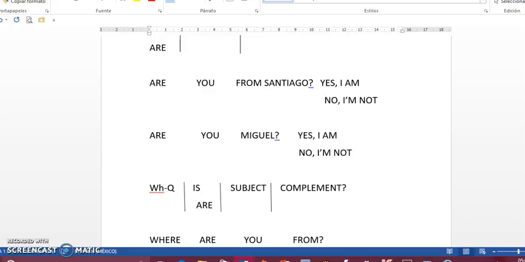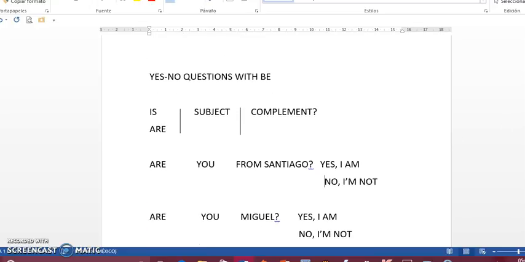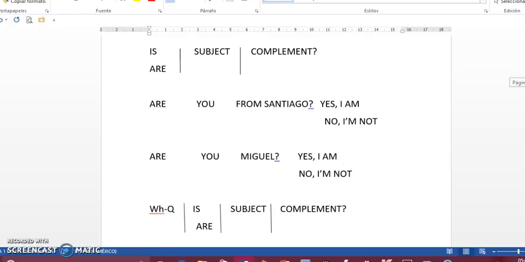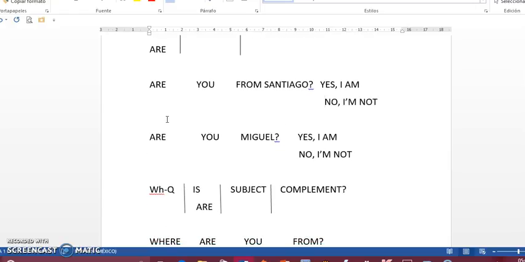Well, I'm going to repeat the information again. To ask a yes-no question with be, we need first the verb, is for singular and are for plural. Then the second, the subject pronoun or the noun. And third, the complement of the question. Example, are you from Santiago? Yes, I am. No, I'm not. Are you Miguel? Yes, I am. No, I'm not. If I want to ask about another person, we just have to follow the same structure.